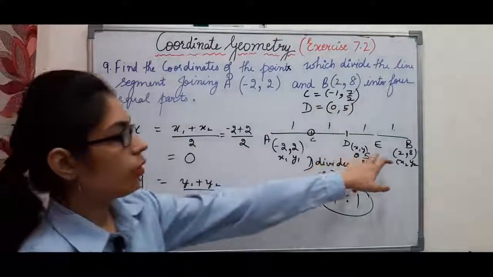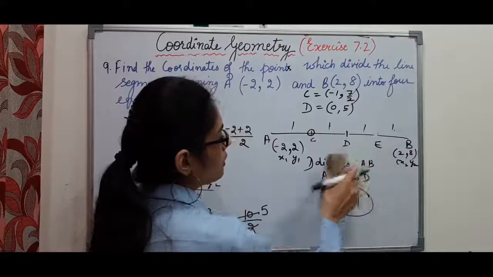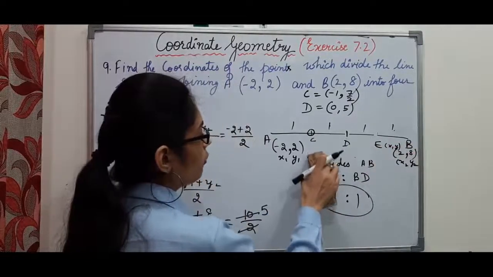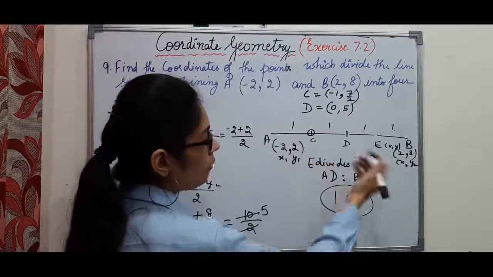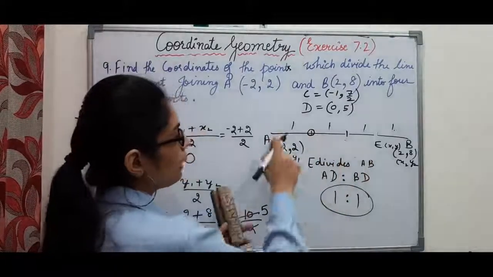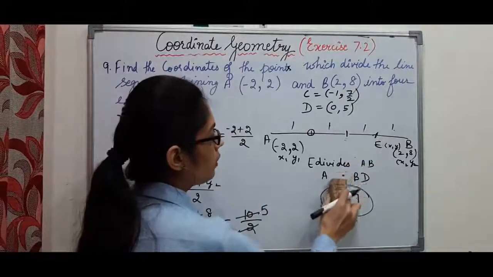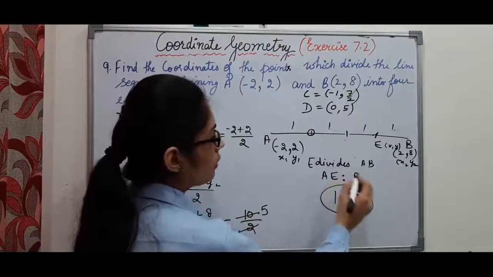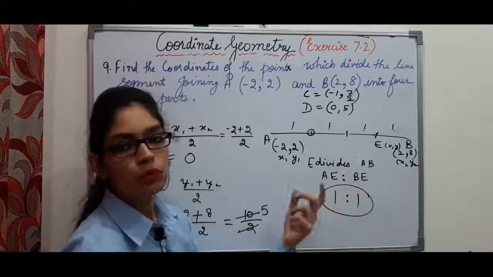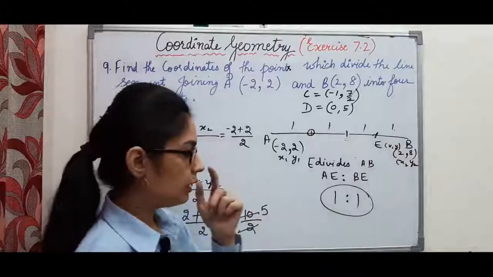Now let's find the coordinates of point E. In the same way, we have to ignore these points C and D. So to find x and y, we have to find the ratio in which point E divides this line AB. So you have to ignore these points. You have to write AE and EB, or BE, with A and B both, because we are finding the ratio in which this point E is dividing line AB.